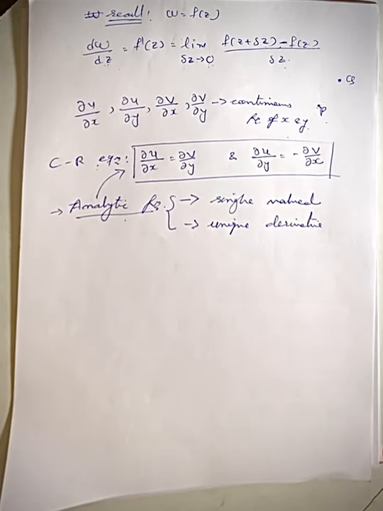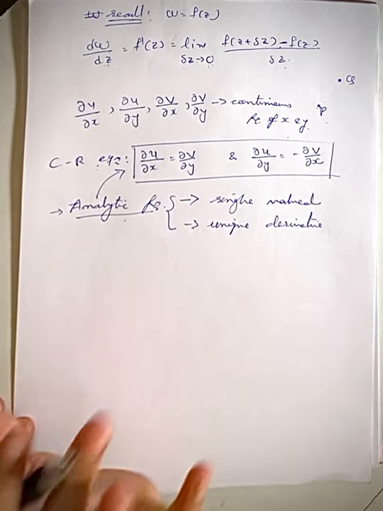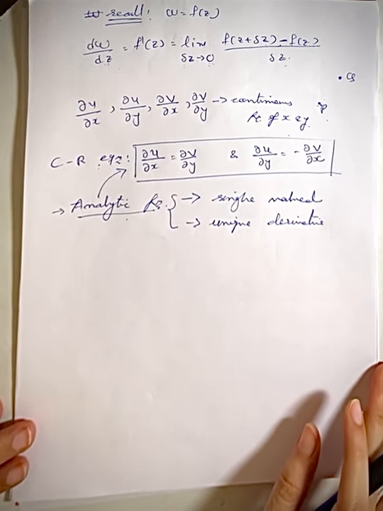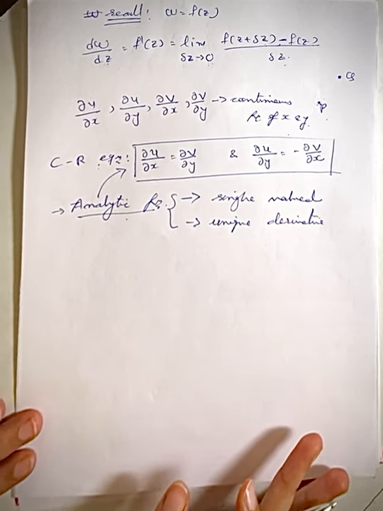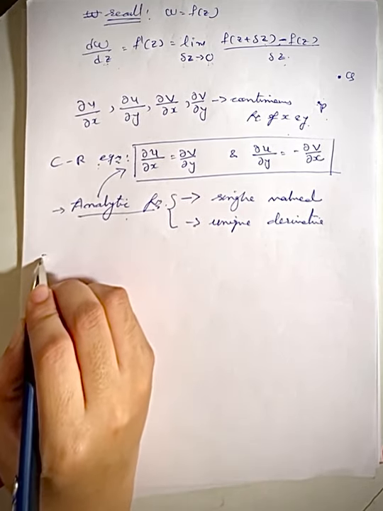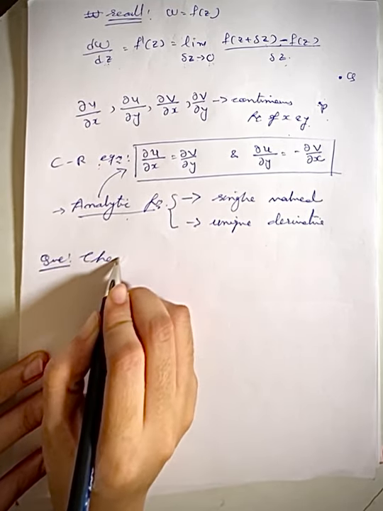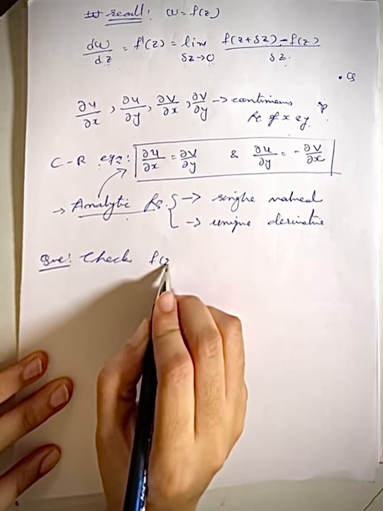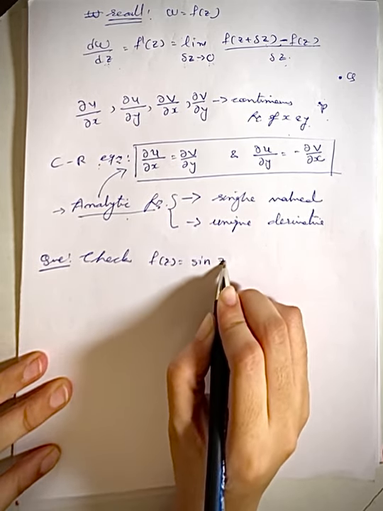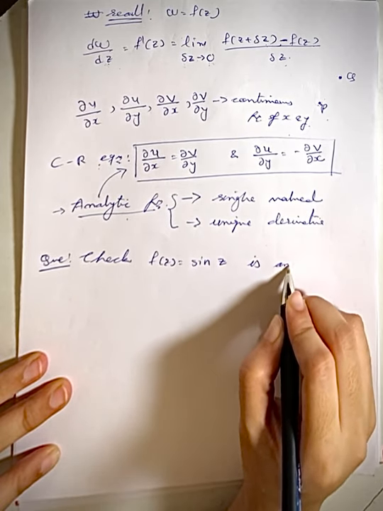Okay, so this is what we studied last time, and now that we know the CR equations, we will solve some numericals in order to get a feeling for how the questions are asked in entrance exams. So this was just a recall of what we did previously. Now we go to the topic. Let's take one example, and the question says: check whether f of z equals sine z is analytic or not.